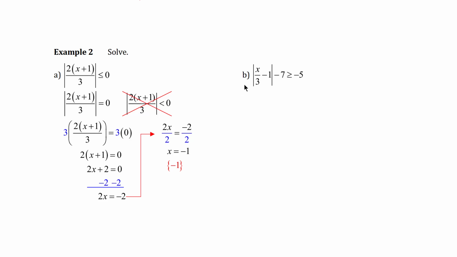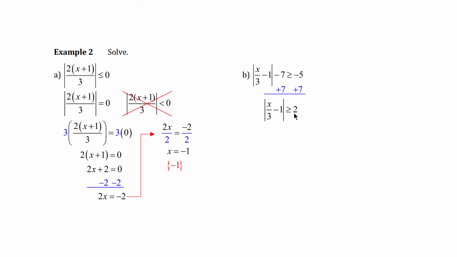Moving on to part B, we have the absolute value of the fraction x divided by 3 minus 1. Outside of the absolute value, we have minus 7 greater than or equal to negative 5. The first thing we need to do is get rid of the minus 7, so we add 7 to both sides of the inequality. Simplifying the left-hand side, minus 7 plus 7 cancels out, and then we could bring down the absolute value. On the right-hand side, minus 5 plus 7 is 2.